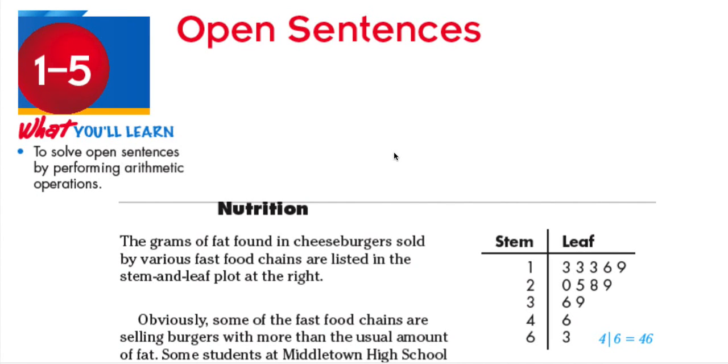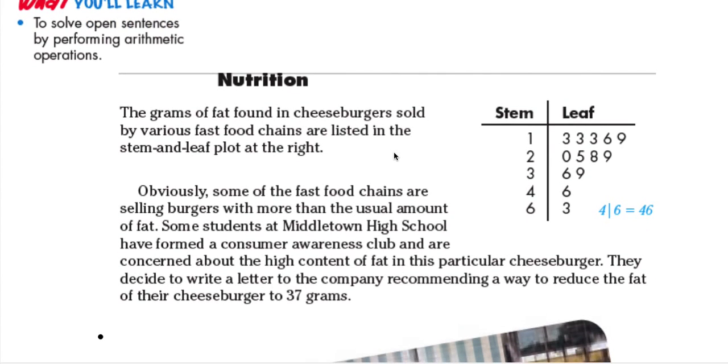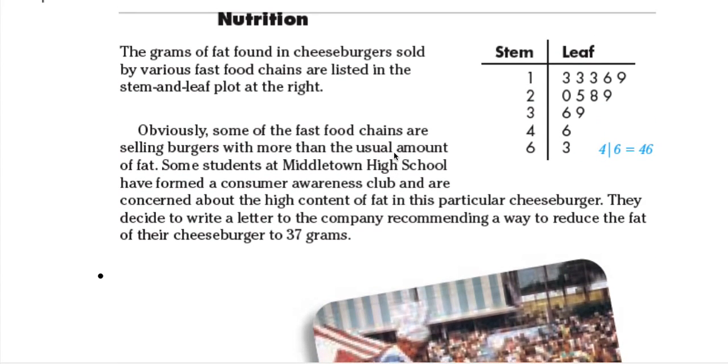Lesson 1-5, open sentences. In this lesson, you learn to solve open sentences by performing arithmetic operations. Let's take a look at this example in nutrition. The grams of fat found in cheeseburgers sold from various fast food chains are listed in the stem and leaf plot at the right. Okay, we discussed the stem and leaf plot, and this is the result of their finding.